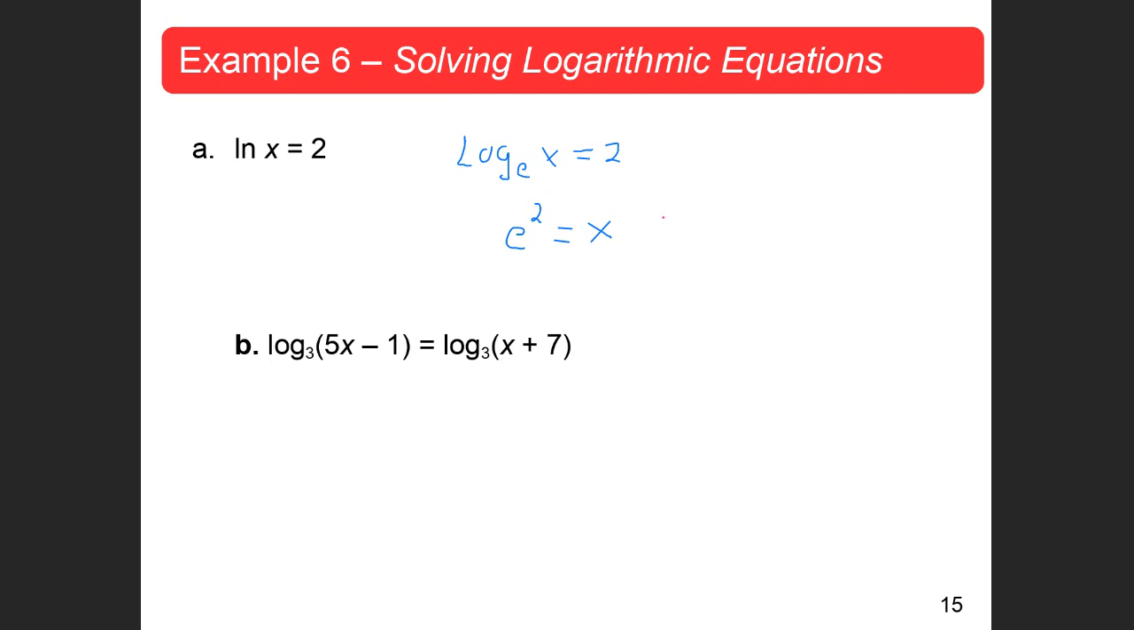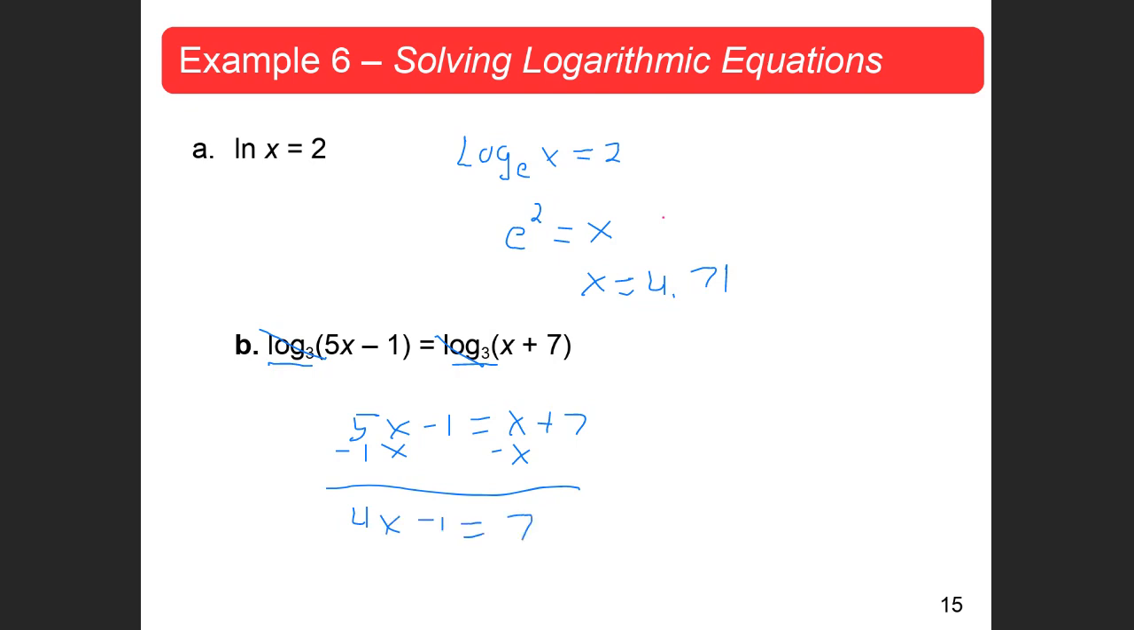So it's going to be like 4.7. So x equals 4.71. Here, I've got log base 3. I can cross those out. I'm just left with 5x minus 1 is equal to x plus 7. Now, this is just a regular equation. It's no longer an exponential or logarithmic equation, so I'm just going to solve it like a regular equation. So 4x minus 1 is equal to 7. Add that 1 over, so 4x equals 8, x equals 2.